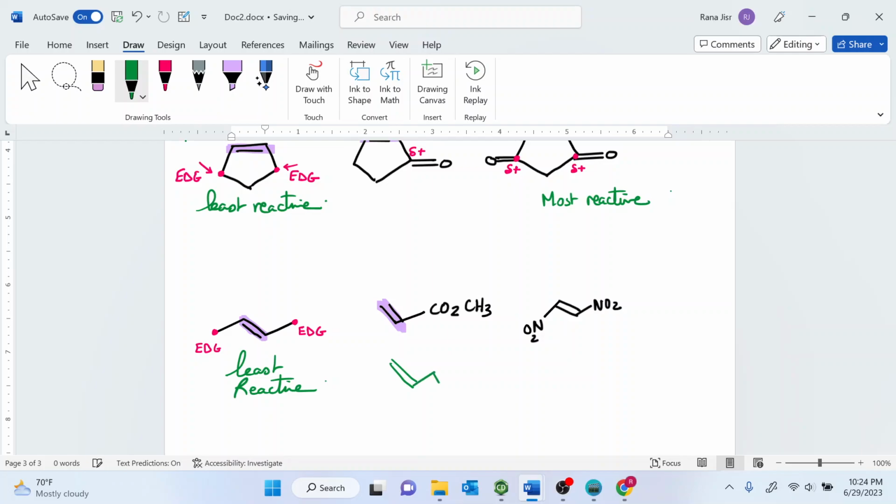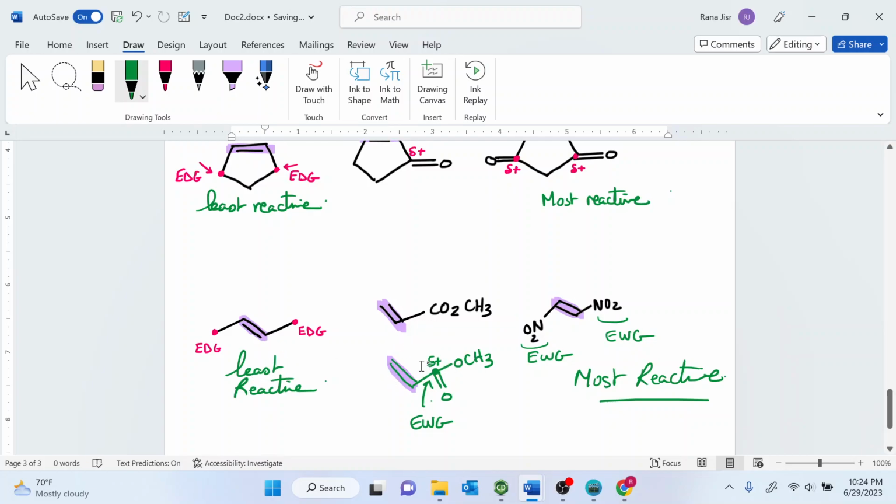you need to be able to draw your esters, okay? So this is going to be an ester over here. This is partial positive carbon. This is an electron withdrawing group, and I have one electron withdrawing group around my dienophile. Here, I do have two electron withdrawing groups around my dienophile. I have two NO2s in there. So this is going to be an electron withdrawing group. This is going to be an electron withdrawing group. So this is going to be the most reactive. This is going to be the least reactive, and this is going to be in the middle.